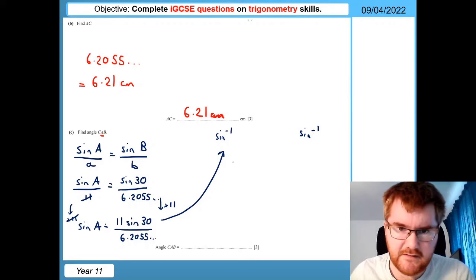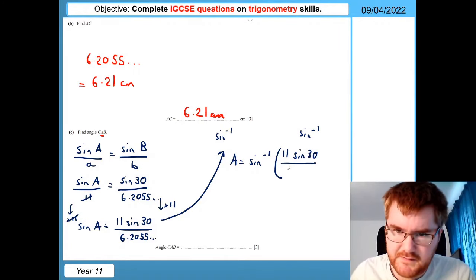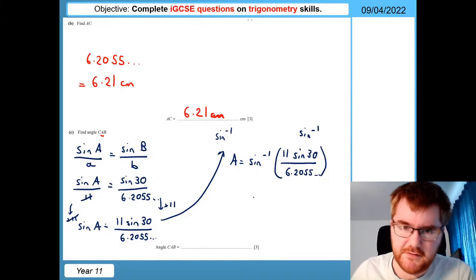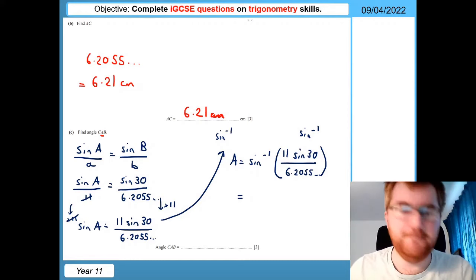This gives us then A is equal to sine inverse, and then everything in that fraction. So 11 sine 30 over 6.2055 dot dot dot. Remind me to try and use as many decimal places as possible. Let's go and see what the calculator says.